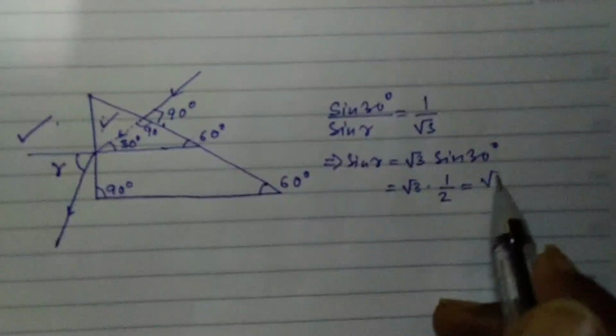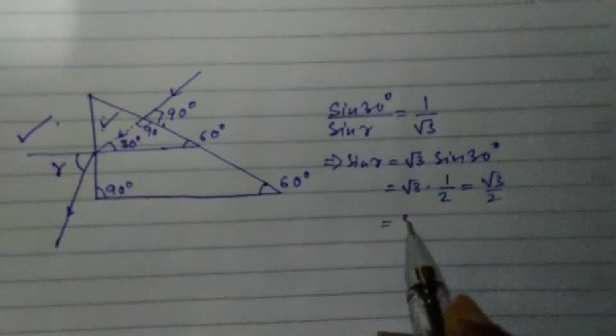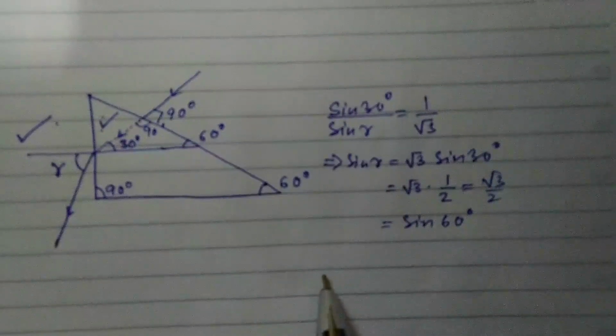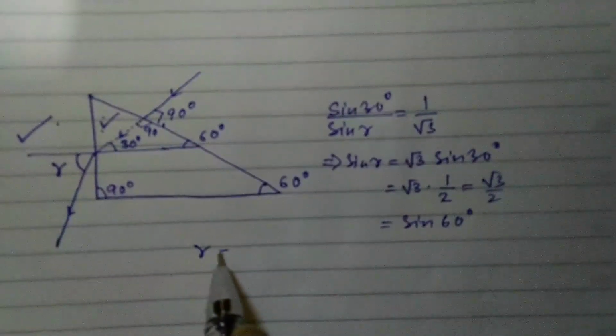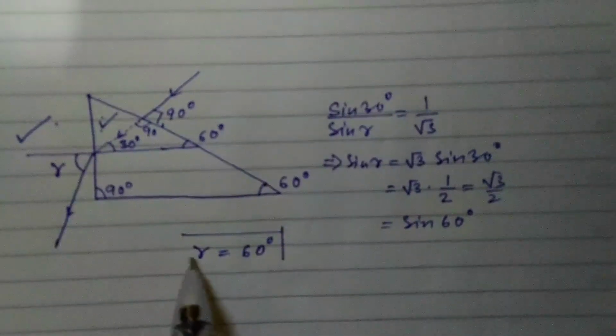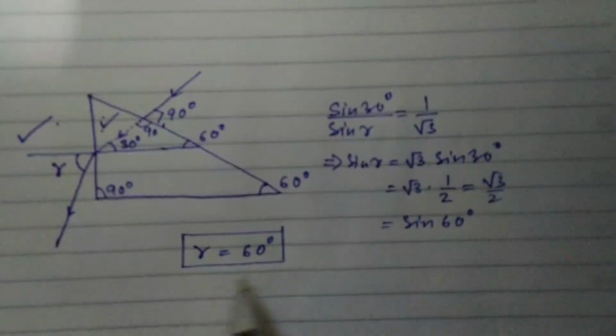So sin r is equal to √3/2, which is equal to sin 60 degree, as we know that sin 60 is equal to √3/2. So r is equal to 60 degree. So the angle of emergence is equal to 60 degree. That's my answer.